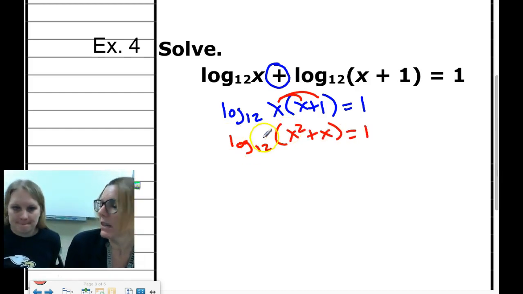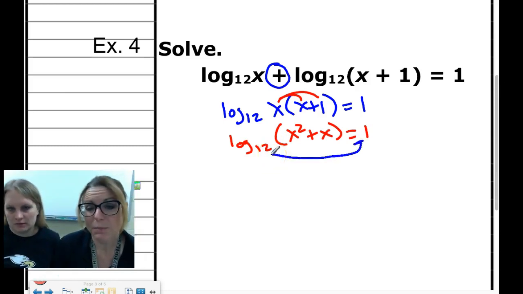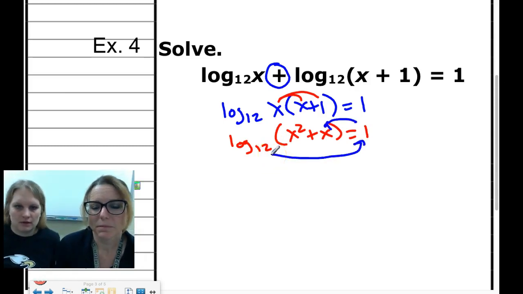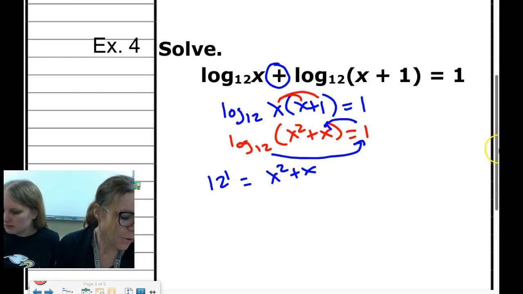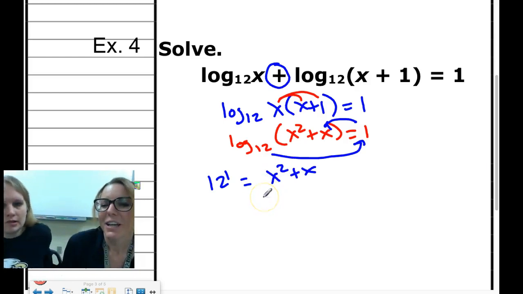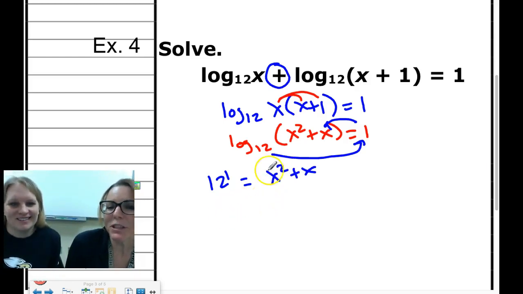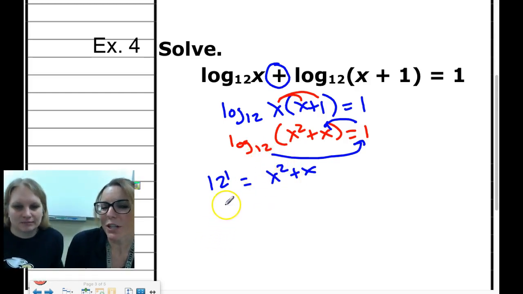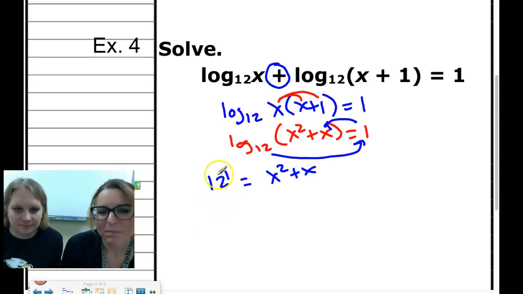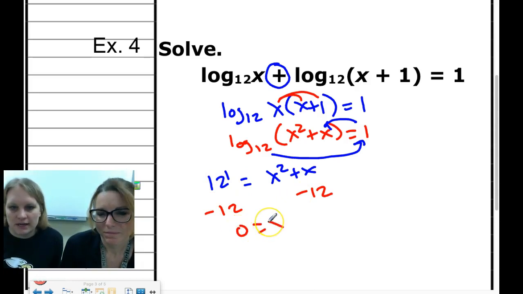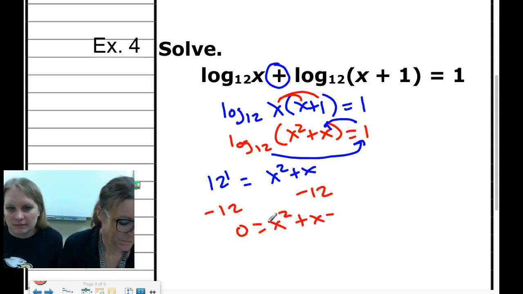Now we have a single log, so now we can change it to exponential. So we have 12 to the 1, which is just 12, equals x squared plus x. So notice what we have here. We don't just have a simple linear equation. We have x squared, a quadratic, so guess what we're gonna have to do? Set it equal to 0. Since this really is 12, I'm just going to subtract 12 from both sides. So we get 0 equals x squared plus x minus 12.